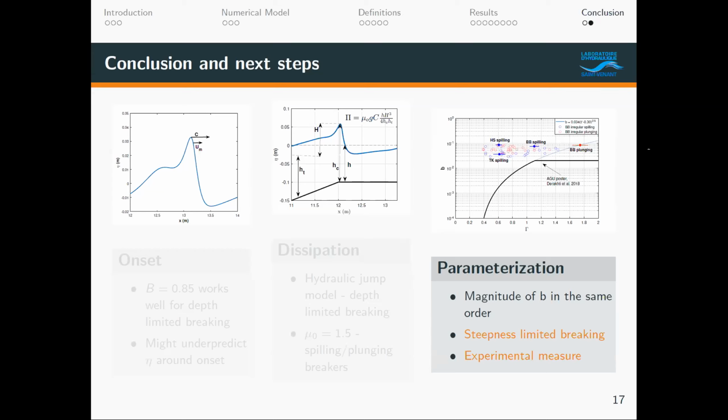And finally, we see that the magnitude of B was of the same order, and these are actually our latest results, and we're looking for reasons why this B would be of the same order. We know this is dependent on the instantaneous power, which is mainly dependent on height, so maybe there is some clue here. And to look at this in more detail, we'll be looking next at steepness limited breaking and maybe get an experimental measure to calculate what kind of B values we would get there. Yeah, that's it. Thank you very much for listening.